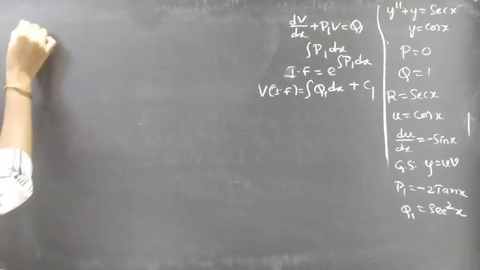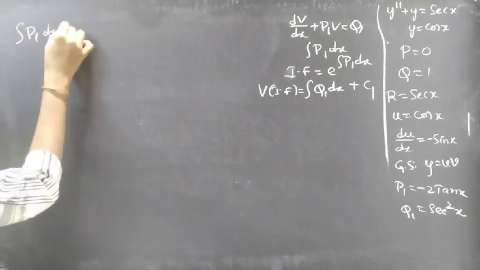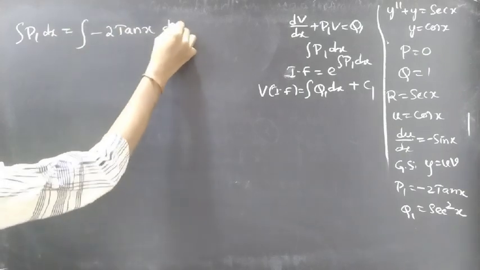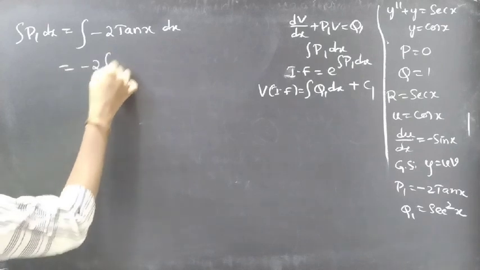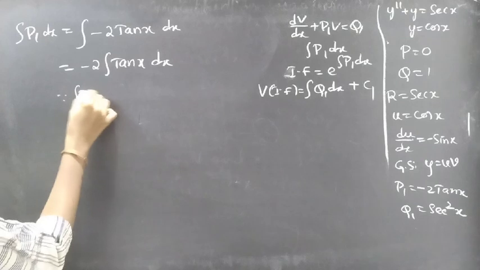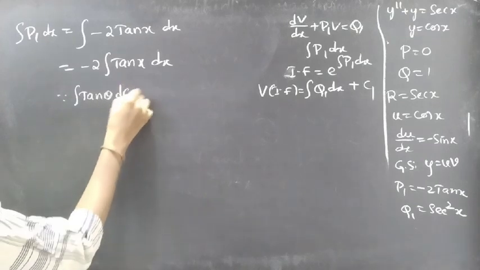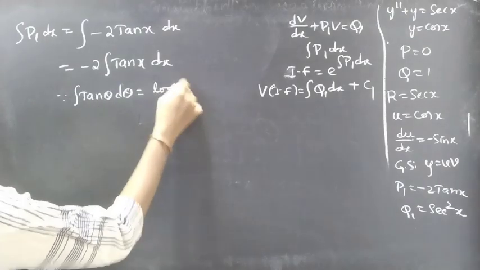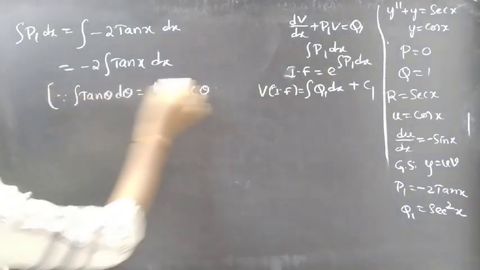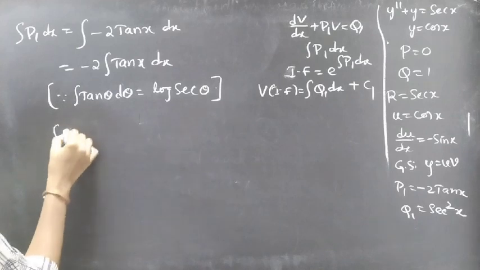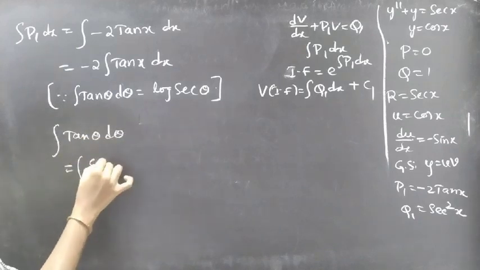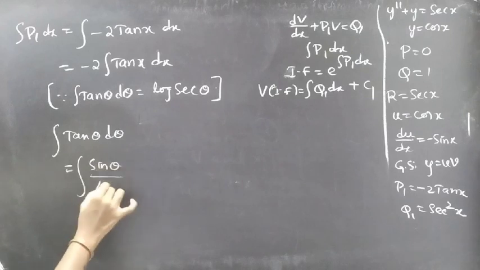So we'll begin with integral p1 dx, which is equal to integral p1, minus 2 tan x dx, which is equal to minus 2 integral tan x dx. Since we know that integral tan theta d theta is equal to log secant theta. If you're not that good at remembering the formulae, you can just write tan theta as sin theta by cos theta.